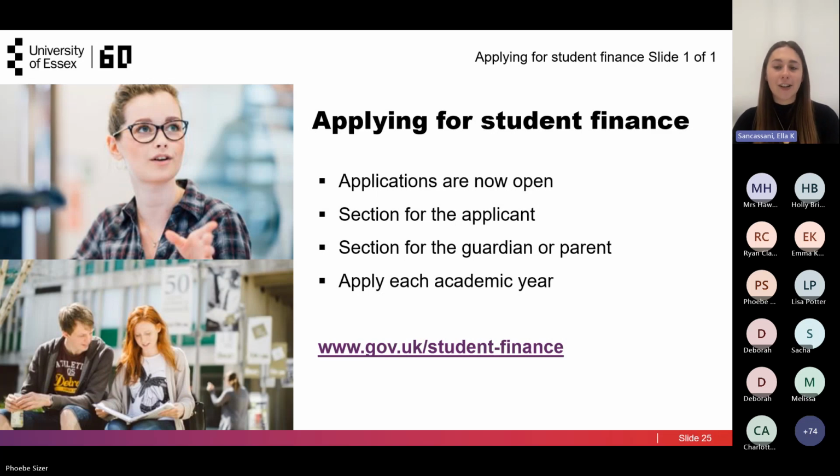But yes, those applications are now open, so do start thinking about applying for that with their intended place of study if they have already made that decision. And those applications can be made via gov.uk/student-finance.